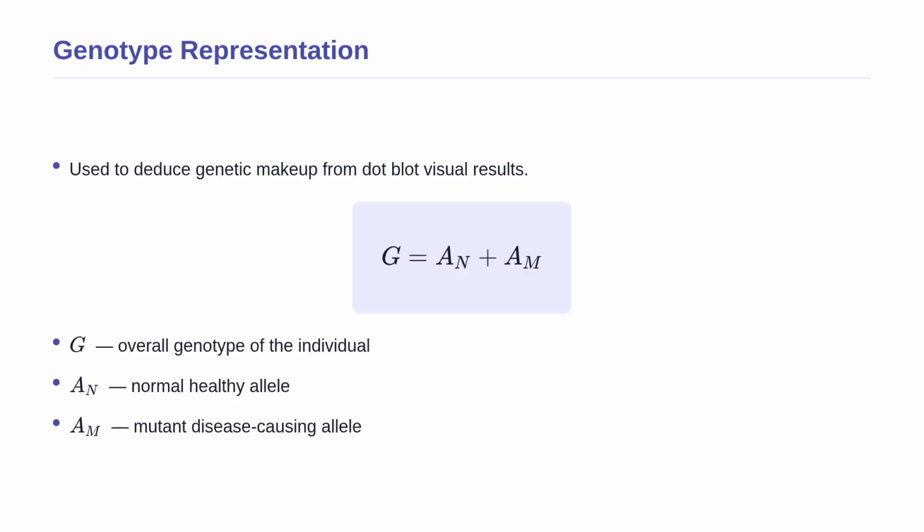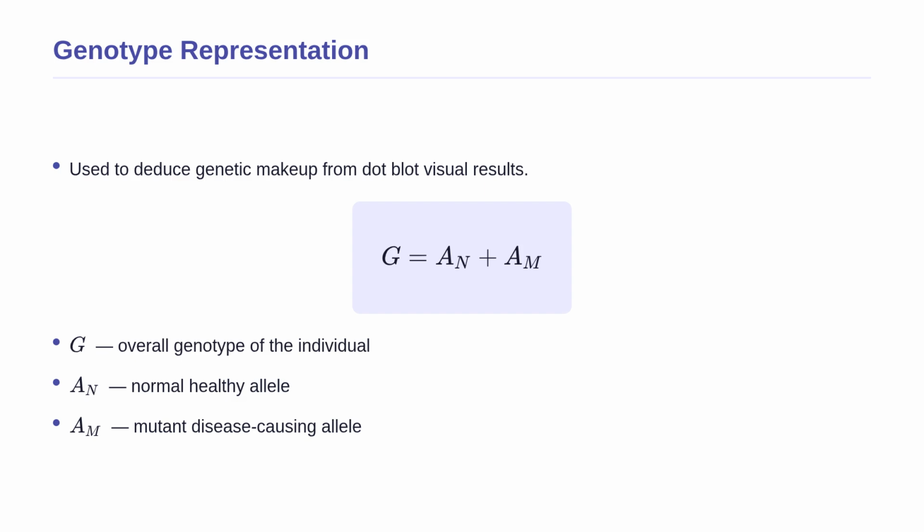With the physical washing steps calculated and understood, we can now interpret the actual visual results of a dot blot test. When we test a patient, we probe their DNA against both a normal sequence and a mutant sequence. We represent their overall genetic makeup, or genotype, using a simple additive formula.